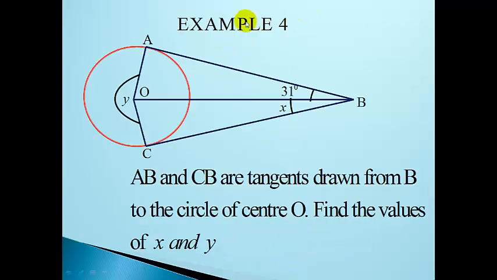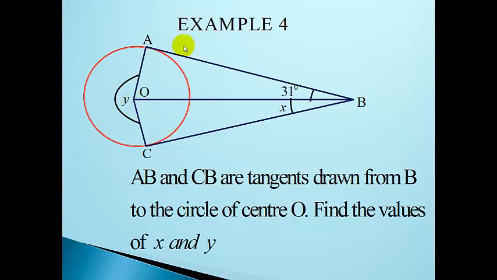Now let's look at this example. Considering the diagram as shown, AB and CB are tangents drawn from B to the circle of center O. Find the values of x and y.